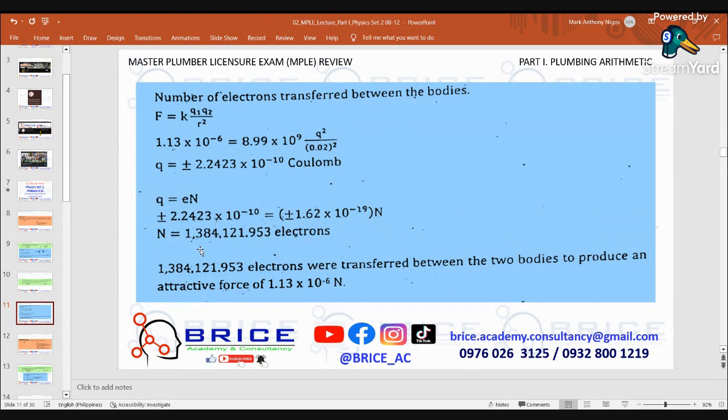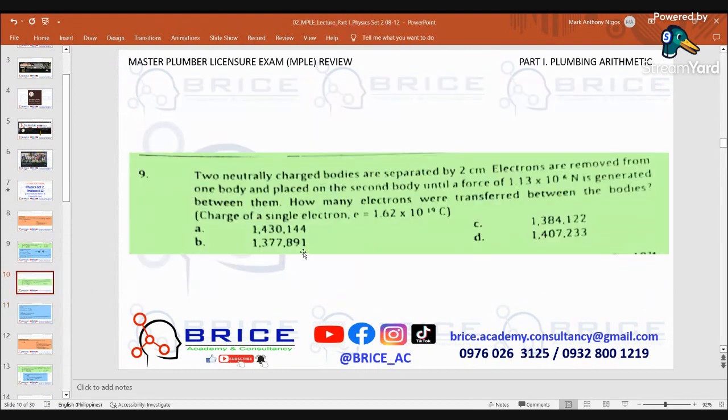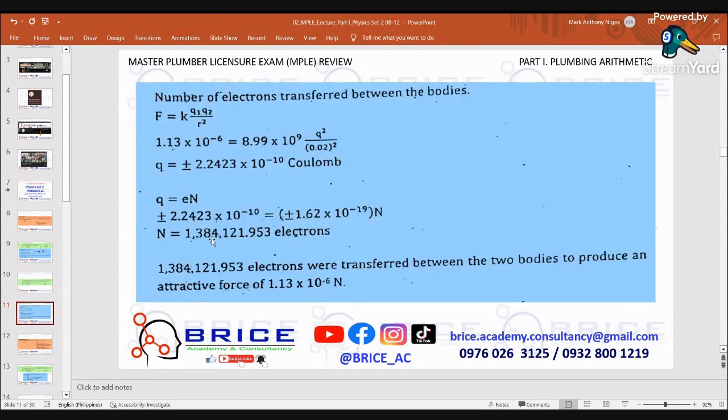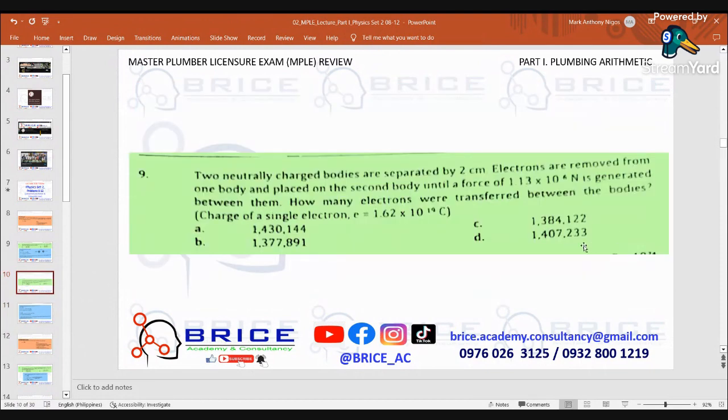N is equal to 1,384,121.953 electrons. 1,384,121.953 electrons were transferred between the two bodies to produce an attractive force of 1.13 times 10 to the negative 6 Newton. What's the answer? 1,384,121. The answer is C.